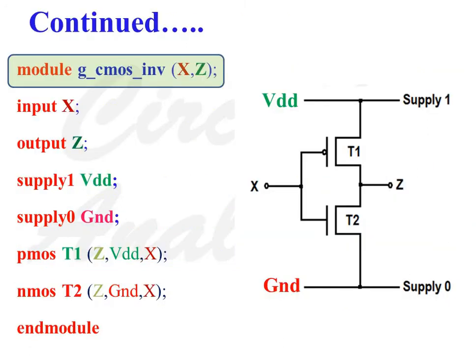Now let us analyze the Verilog HDL code for a CMOS inverter. The first line, module G_CMOS_INV (X, Z); In this line, G_CMOS_INV denotes that the module is named G_CMOS_INV with ports X and Z.